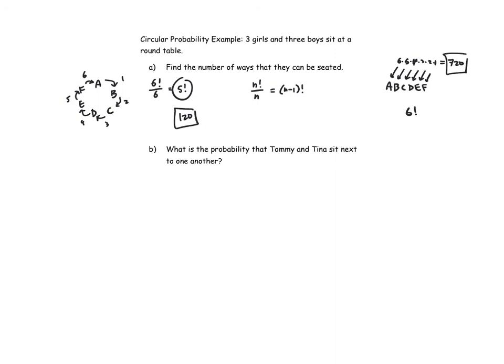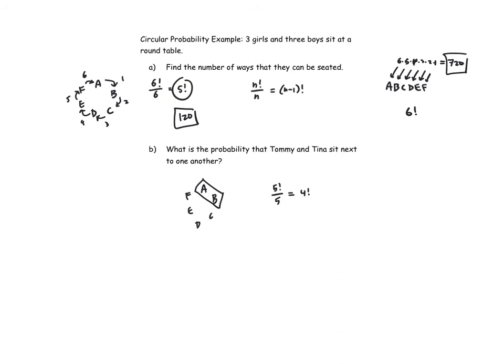Okay, so now let's look at a probability. What is the probability that Tommy and Tina sit next to each other? I shouldn't have put Tommy and Tina, but let's say Tommy is A and Tina is B. Here's our table. Now these two are locked together. We are not seating 6 people because they sit next to each other. We're going to be seating 5 people, and we're going to take 5 factorial and divide it by 5. That'll give us 4 factorial.